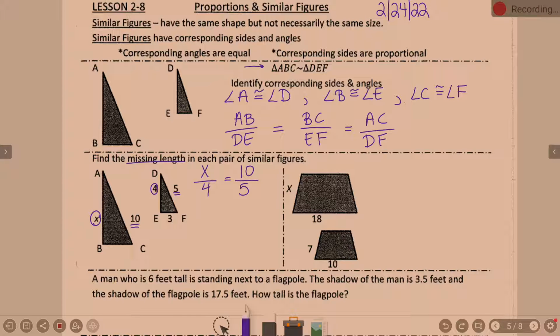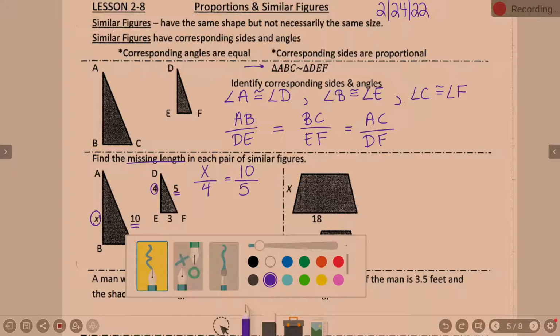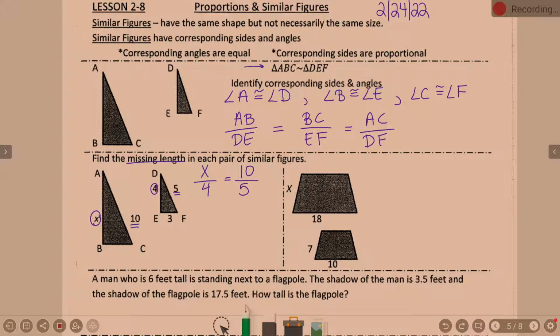So what are my cross products? 5 and x, and 4 and 10. 5 times x, right? Yep, 5x. Diagonals from yesterday. So 5 times x is going to be equal to 4 times 10. We're doing those cross products. 5 times x is 5x. 4 times 10 is 40. If 5 times x equals 40, divide by 5, x equals 8.